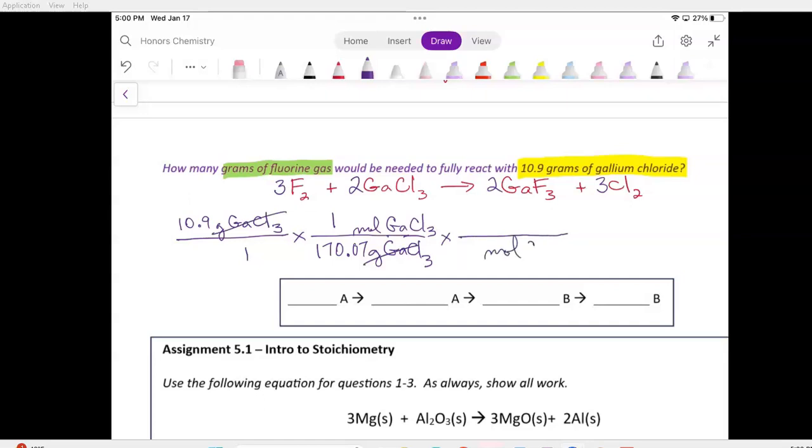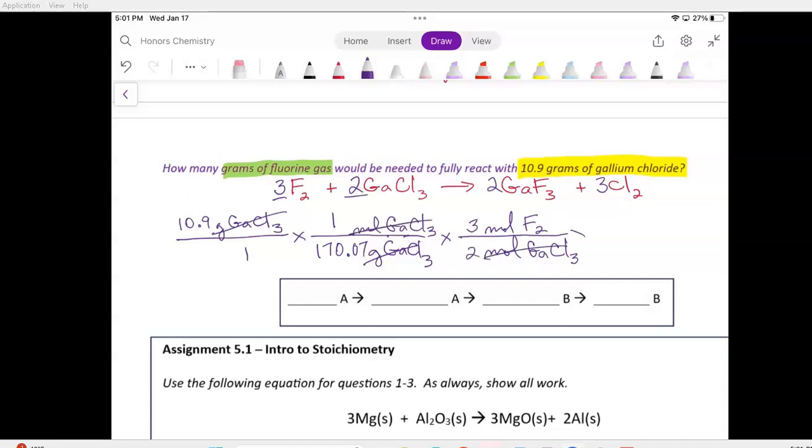And again, I'm trying to get to grams of F2. But I can't go there from moles of a different substance. But hopefully at this point you have the idea that I could go to moles of F2 because I have a balanced equation. Anytime we're trying to go from moles to moles of two different substances, we have to use the coefficients from the balanced equation. So those would be 3 and 2, right?